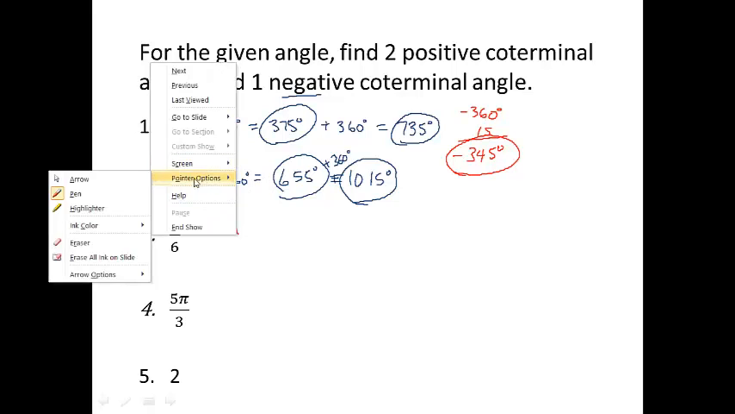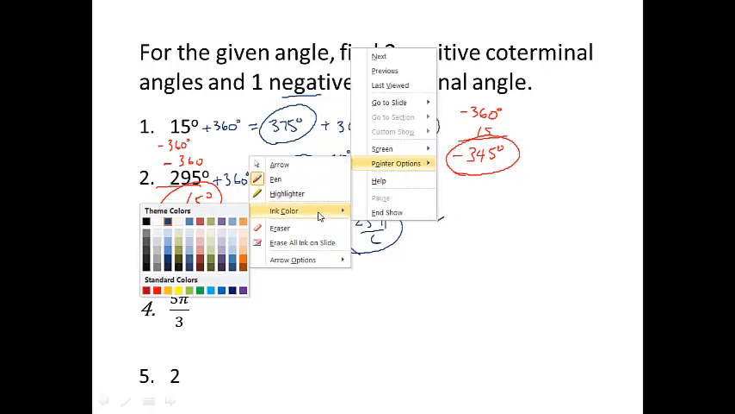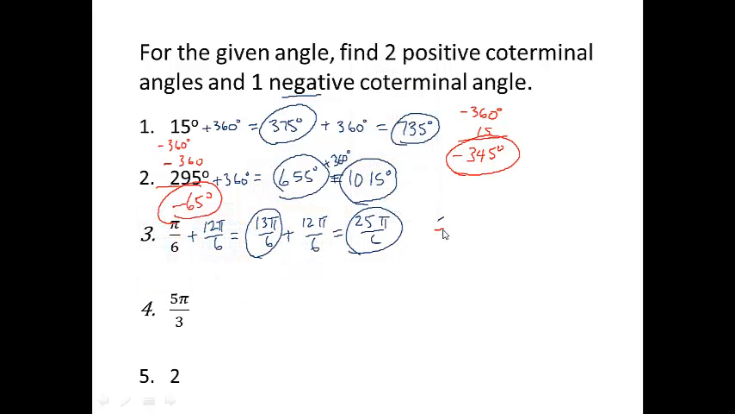Now let's do one for radians. So now we're going to add 2 pi, and that 2 pi with the common denominator of 6 would be 12 pi over 6. That's my 2 pi, and that will give me 13 pi over 6. Doing that again, add another 12 pi over 6, and I get 25 pi over 6. Subtracting 12 pi over 6 from 1 pi over 6, I will get a negative 11 pi over 6.